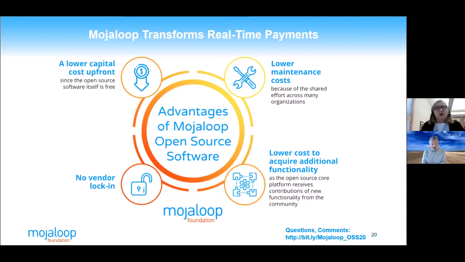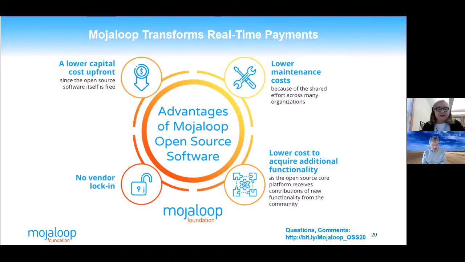So very low barrier to entry and testing out the system. Lower maintenance costs, because the effort is shared across many organizations. One company does not have to pay for all the maintenance costs, doesn't have to hire all the developers to do the maintenance. The community will continue to maintain it.